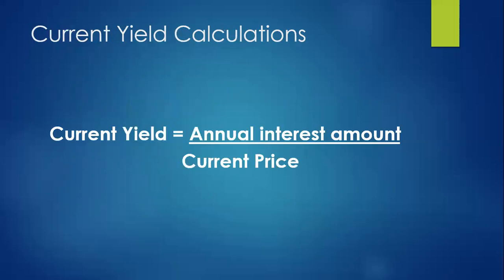And then the current yield calculations. Basically what we're trying to see here is what is the percentage that you're getting, like the interest percent you're getting. So you take the annual interest amount divided by the current price, that's going to give you the current yield. How much is that bond actually giving you on an annual basis?